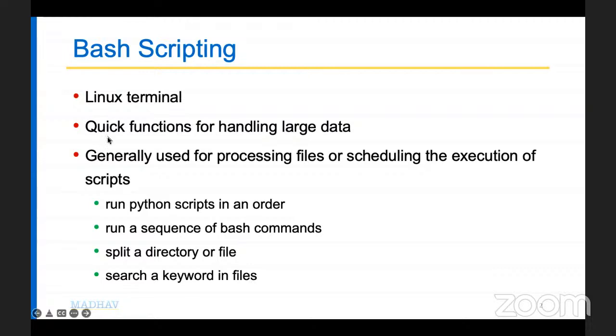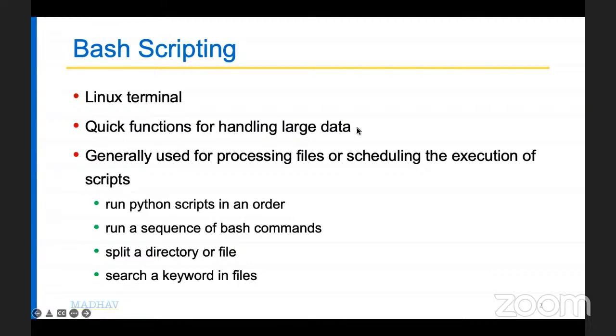So what are these essentially? The bash script is a kind of programming language, or not a programming language, it's called a scripting language. It means you prepare a file with an extension .sh, and this file lists all the commands which you will be running. And when you run this file by simply saying bash filename.sh, bash space file name, it will run all those commands sequentially, right? And these commands are essentially very quick functions for handling large data, etc.